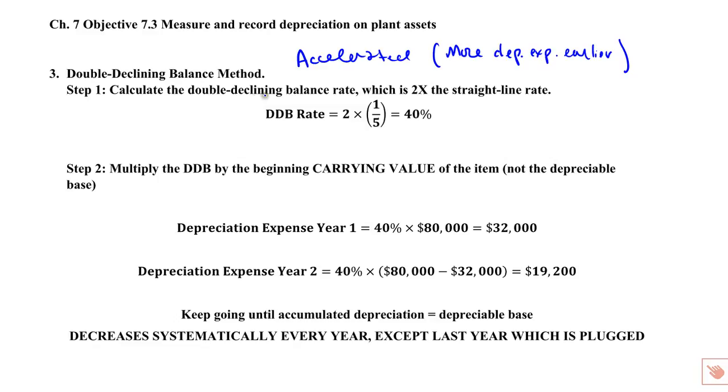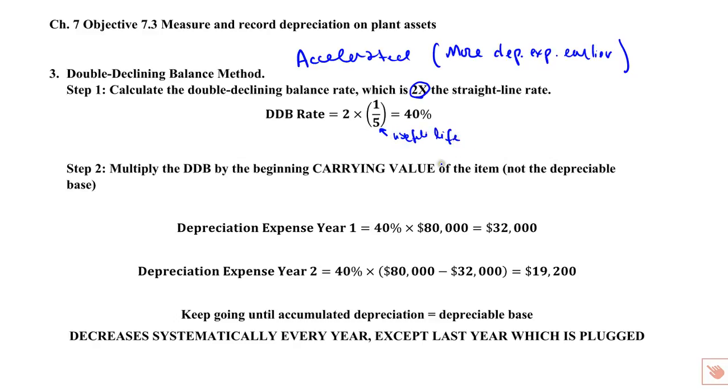The first thing is you calculate the double declining balance rate, which is 2 times the straight line rate. Now you may be thinking, is there a triple declining balance? Yes, you could even have 1.5 times declining balance. We're just going to stick with the double declining balance. So the straight line rate is just 1 over the useful life.